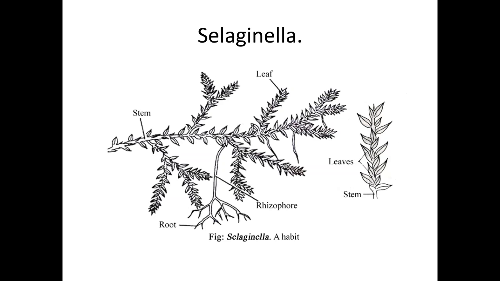Now the Selaginella strobilus is generally heterosporous. It has two types of sporangia, microsporangia and megasporangia. The microspores are many in number while the megaspores are few in number. Microspores are smaller in size, megaspores are bigger in size, respectively. This is regarding Selaginella.